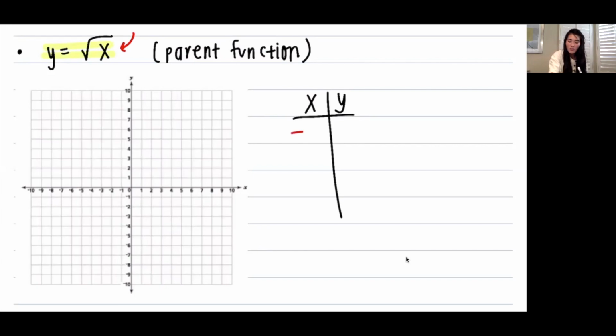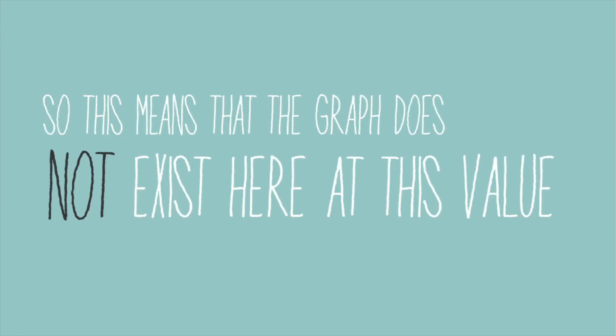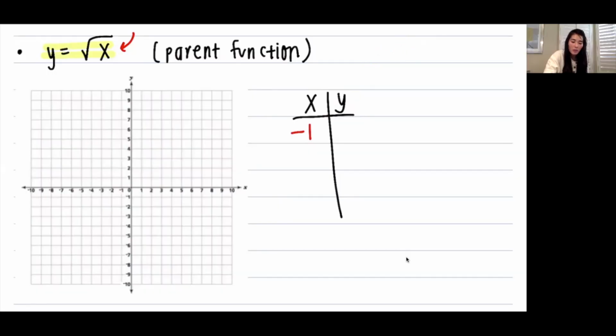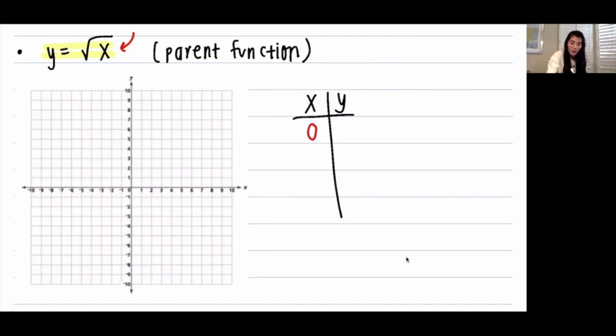So it's not going to actually make sense for me to plug in -1, because think about the problem. y equals the square root of x. y is equal to the square root of -1 is not going to work here. So I'm not going to put any negatives there. Where I'm going to start my table is actually at 0, because that's a number that I can plug in. I know that the square root of 0 is still 0.